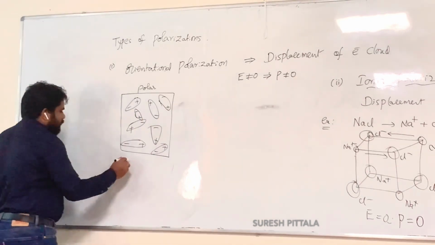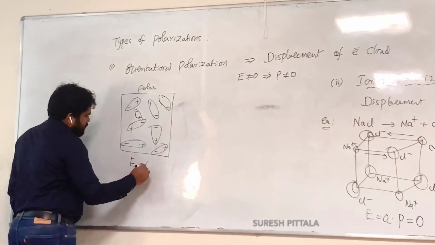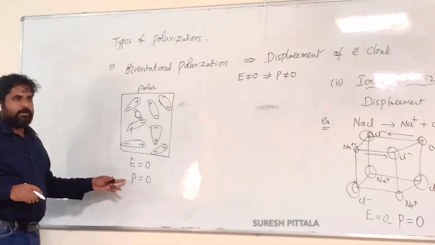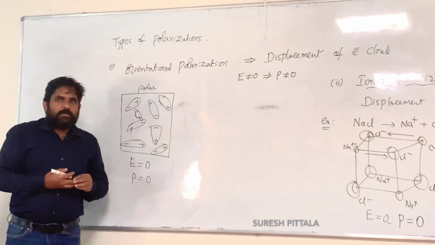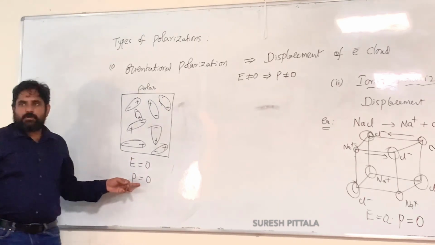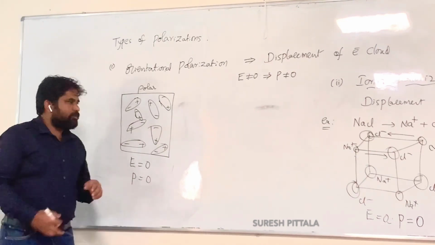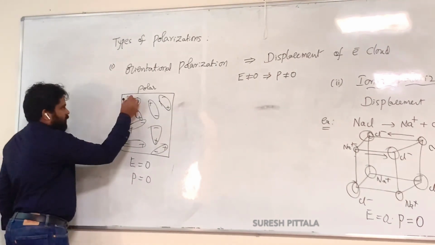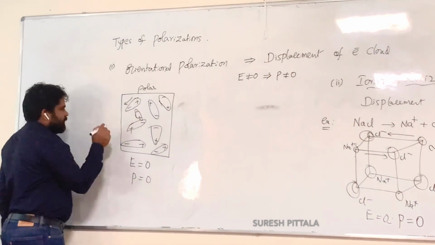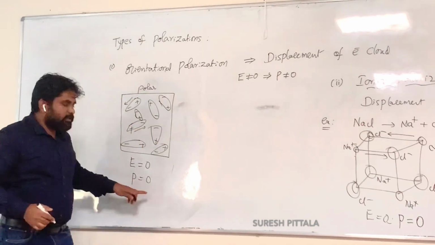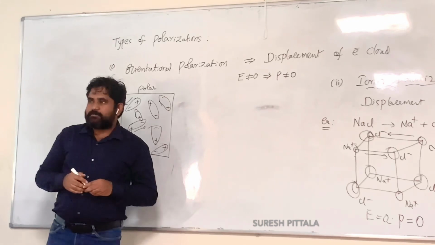So due to the orientation, your polarization becomes 0. Yesterday we discussed it. In the absence of the electric field, the total polarization becomes 0 because they orient in random directions. Therefore, though individually each has its own polar displacement, they cancel each other out because of the randomness. Therefore, the total polarization becomes 0.